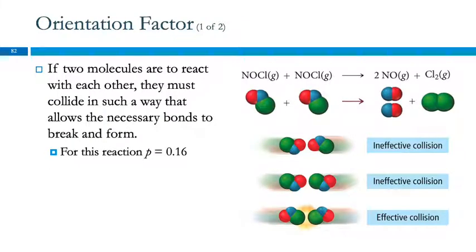So here, if we look at these two molecules, NOCl and NOCl reacting with each other. In order for them to react, they have to collide with the correct orientation. And so here we have illustrated two ineffective collisions and one effective collision. So here, the chlorine atoms in these molecules have to bump into each other. When the chlorine ends bump into each other, a bond can form between the two chlorine atoms. That's where the Cl2 comes from. And then what's left of those two molecules is the NO. If they run into each other and they bump the oxygens, or they bump an oxygen to a chlorine, you're not going to get a chlorine-chlorine bond that forms, and so no reaction will take place. So that orientation factor for this one happens to be 0.16, which is pretty small.